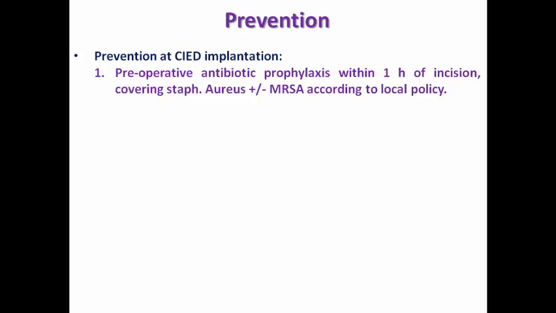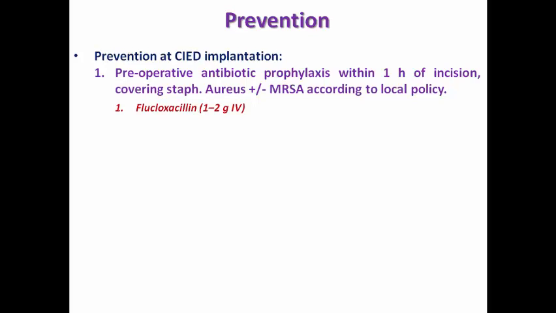If you want to treat cardiac device infection adequately, you should focus on prevention. First of all, you should think of preoperative antibiotic prophylaxis within 1 hour of the incision, covering Staph aureus plus or minus MRSA according to the local policy of the hospital in which the procedure is performed.